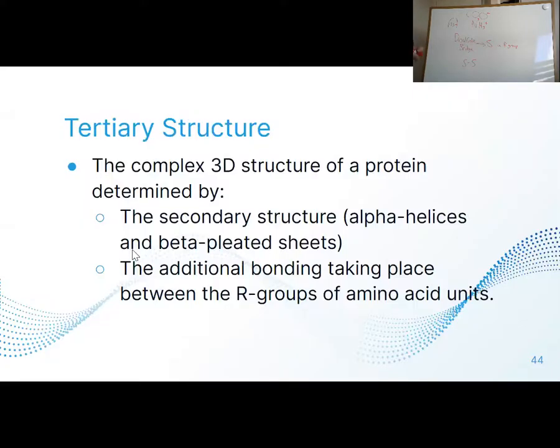So, tertiary structure. And this encompasses everything before this. And this is the final shape of the protein. And this is why the amino acids being the same is so important, and why the change in one amino acid can have catastrophic consequences. So we have the tertiary structure. So this takes into account the secondary structures, the alpha helices and the beta sheets, the additional bonding that takes place, so the extra hydrogen bonding and the extra covalent bonding, and then the interaction between the R groups.